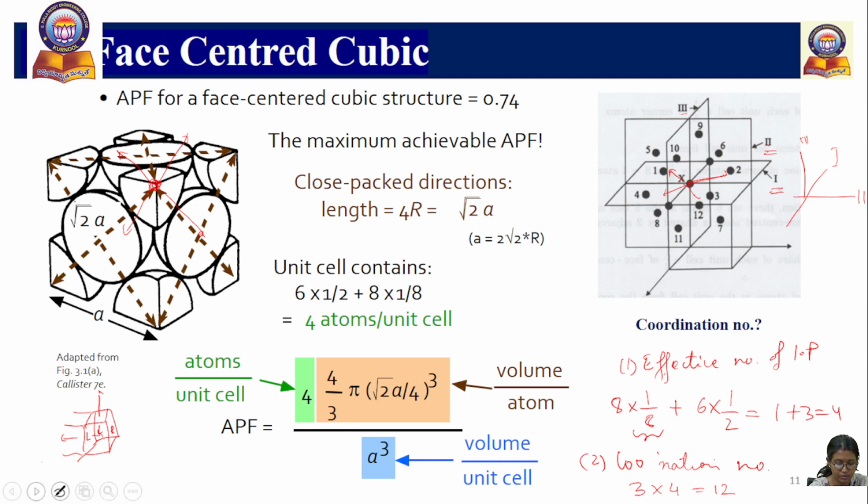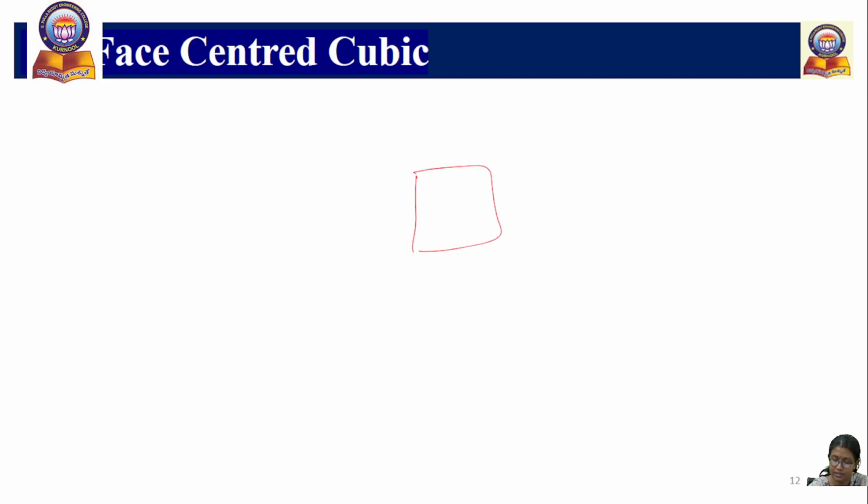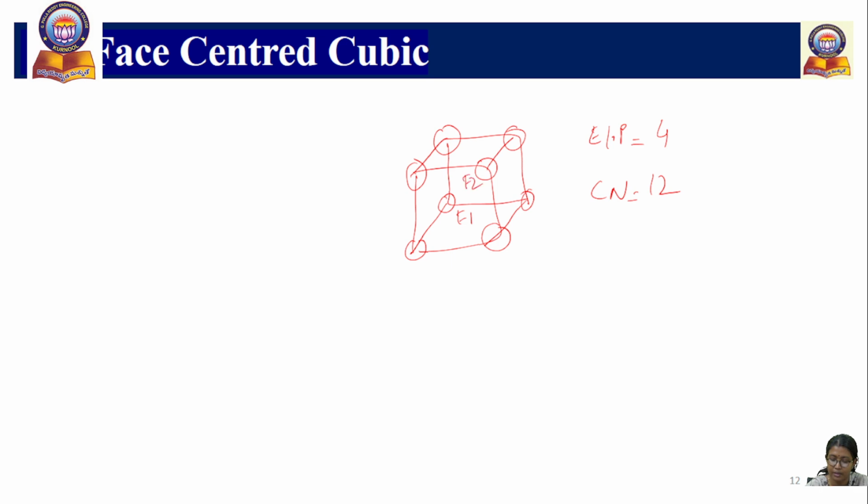Now let us move to our next slide. So this is face centered cubic. How many faces are there? 6 faces. How many corners are there? 8 corners. Corner atoms are shared with 8 unit cells. Face atoms are shared with only 2 unit cells. The effective number of lattice points is thus 4. Coordination number is 12. Now faces, 6 faces: front face 1, back face 2, left face 3, right face 4, top face 5, bottom face 6.